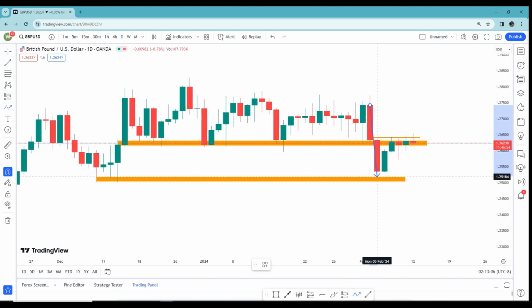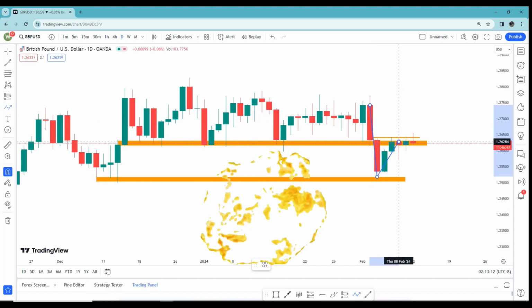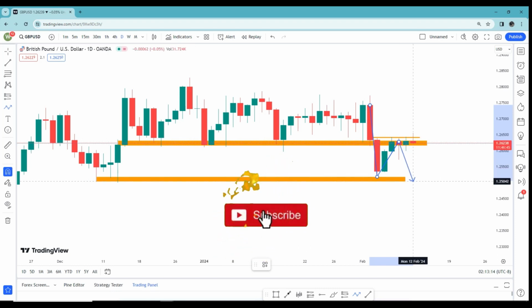As you can see, breakout, and we got a pullback at the zone. So now what we're expecting right now, this is what we're expecting.